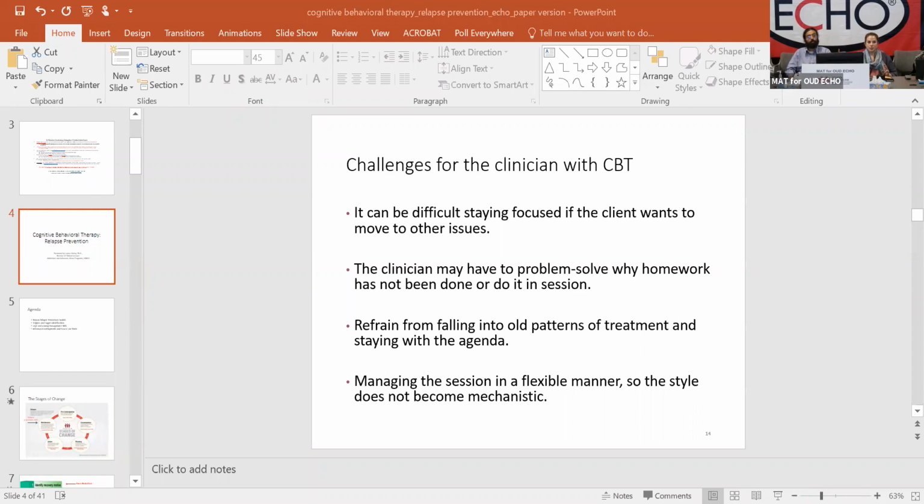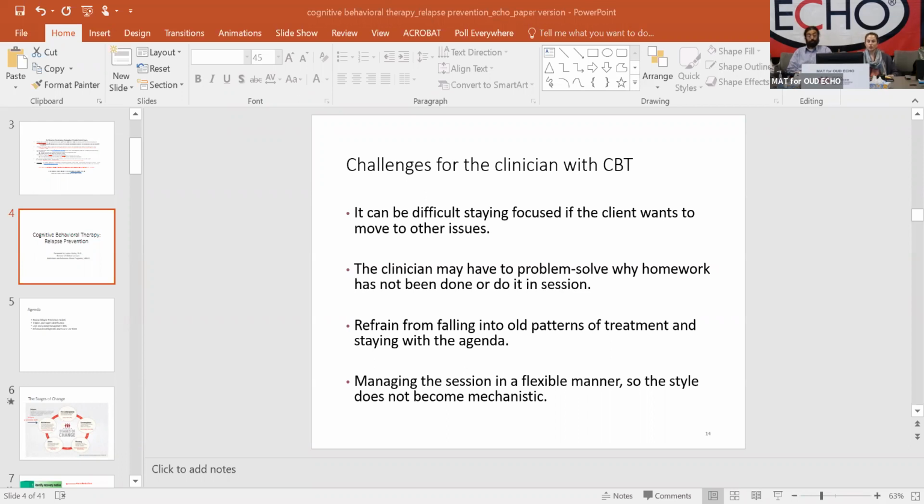We also have to problem solve in the moment the issue with doing practice in between sessions. So getting really good at using Socratic questioning or problem solving to figure out what might be the barrier as to why they're not practicing in between. Not falling into old patterns is particularly difficult if you've worked with this person for a long time and they're used to a certain way of interacting with you, and now you're switching to a completely different style that has a lot more structure to it. That can be difficult, and we are likely to fall back into those old patterns.